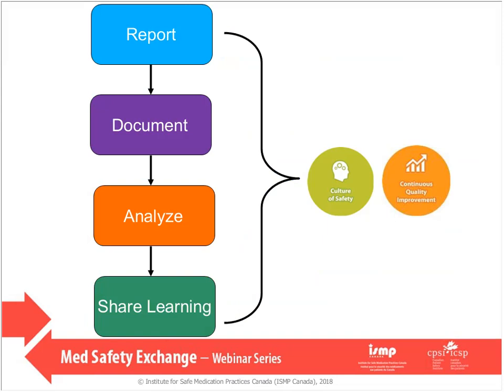And this diagram illustrates the tenets of incident reporting, which include anonymous reporting, documenting medication incidents, including near misses, as well as continuous quality improvement action plans. It also includes incident analysis, both quantitative and qualitative, and finally shared learning through safety bulletins and other publications.